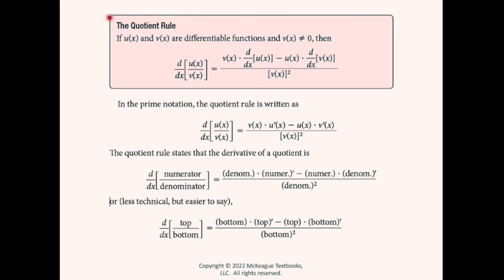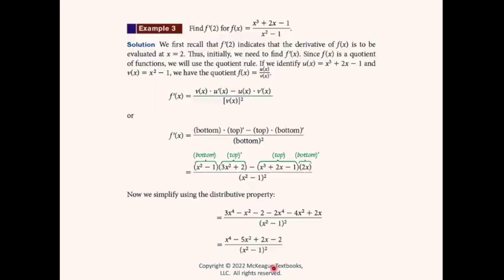So now we're going to talk about the quotient rule. If I have a function that's defined as a quotient, with a function u on top and v on the bottom, then to find the derivative you take v times the derivative of u, minus u times the derivative of v, and then you put all that over v squared. This is just the author of the book showing you different ways to look at it, different notations.